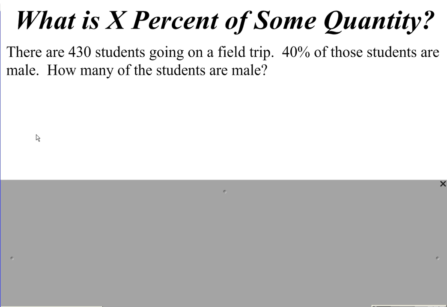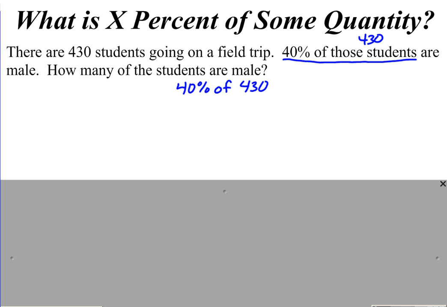For these types of problems, you need to pick out the key phrase in the problem that is going to allow you to write an equation or an expression to solve the problem. In this case, our key phrase is right here. 40% of those students. Those students is referring to the 430. So this comes down to the problem being what is 40% of 430.